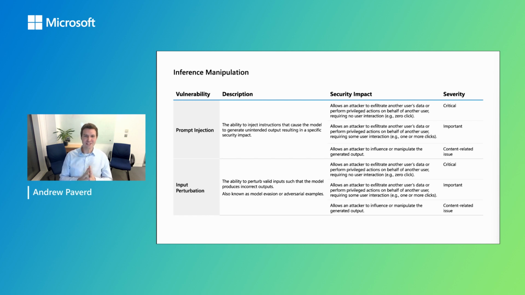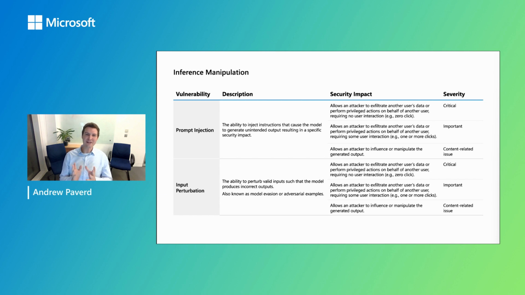So that's prompt injection, and that's really the new thing that we're seeing quite a lot of with our new AI products and services. In contrast, input perturbation is a much older, much more well-studied class of AI vulnerabilities. This is sometimes known as model evasion or adversarial examples. And so for any of you coming from the AI security research space, you'll be quite familiar with this. This is the ability to generate valid inputs that cause the model to produce some unintended output or incorrect output.